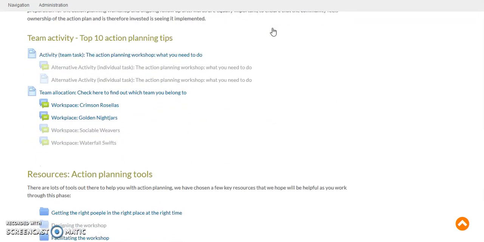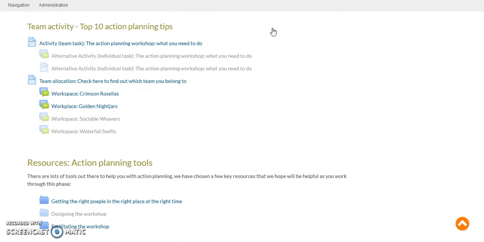We are going to learn about this through the team activity on top 10 action planning tips: what needs to happen before, during, and after the action planning. And we have also provided you with the action planning tools here.